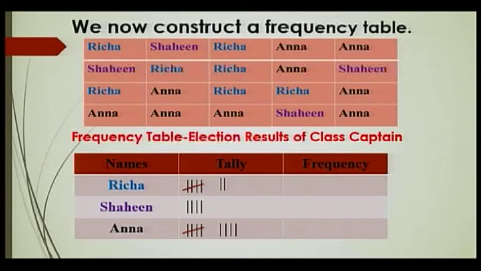Now for the frequencies, we are going to count. So here this represents 5, 6, 7. So for Richa, I have 7. Shaheen, I have 1, 2, 3, 4. Anna, this is 5, 6, 7, 8, and 9. So this is what we call the frequency table.